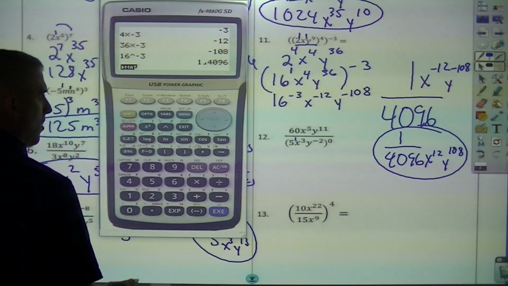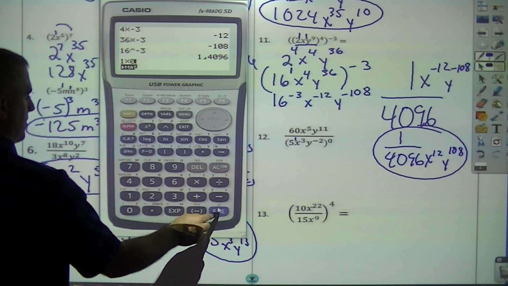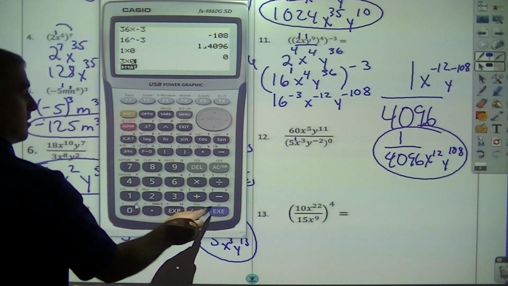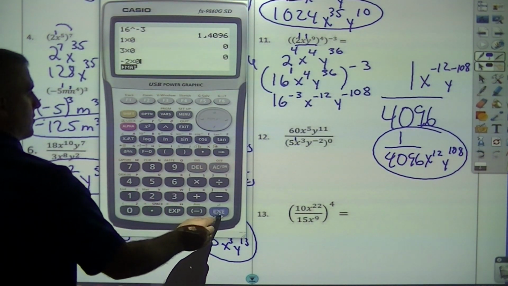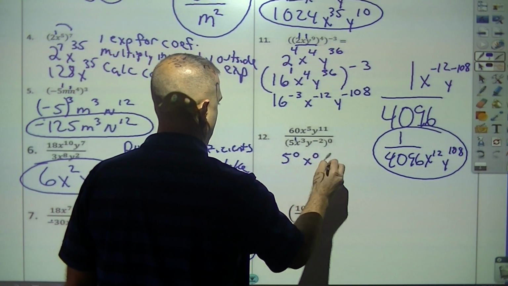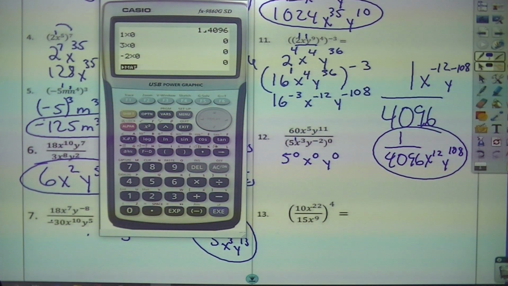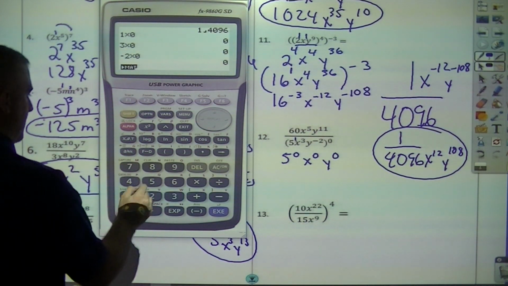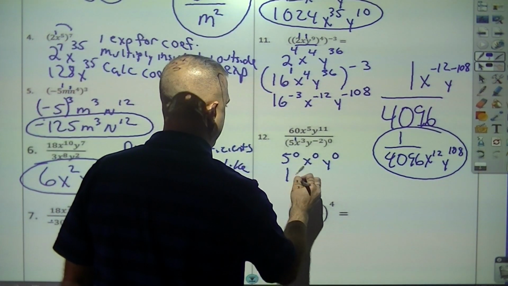So I'm going to multiply all of those: 1 times 0, 3 times 0, negative 2 times 0. So I got 5 to the 0, x to the 0, y to the 0. Now I got to figure out what 5 to the 0 power is. That is 1. So this bottom part is this.